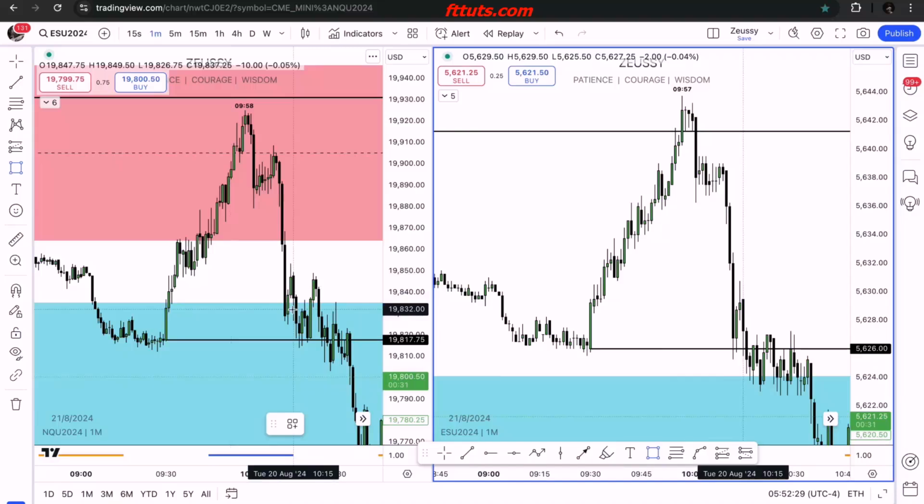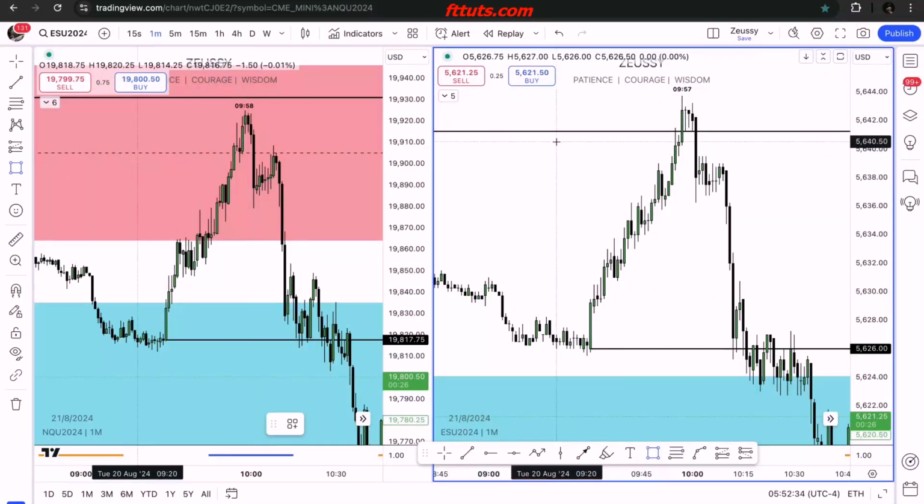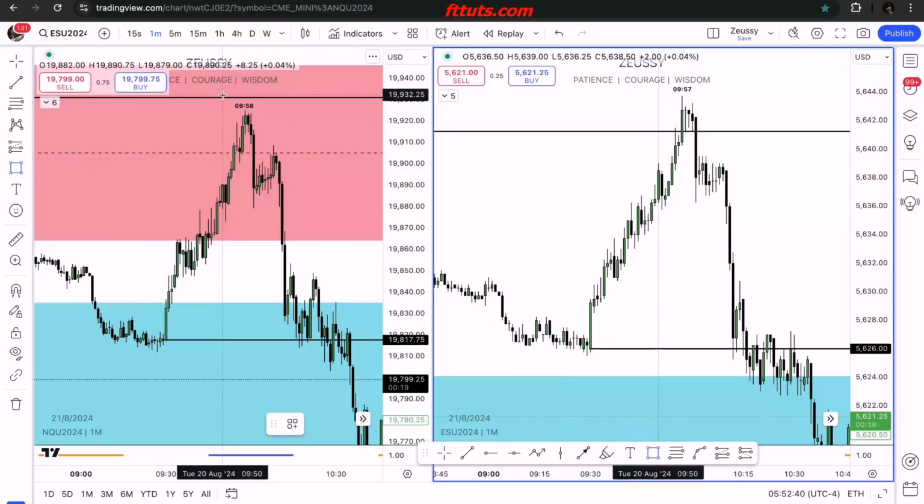What I need you to understand is that a 1-minute SMT is enough, but I want you to investigate this black line right here. ES goes above this black line, whilst Nasdaq does not. That is that London high.